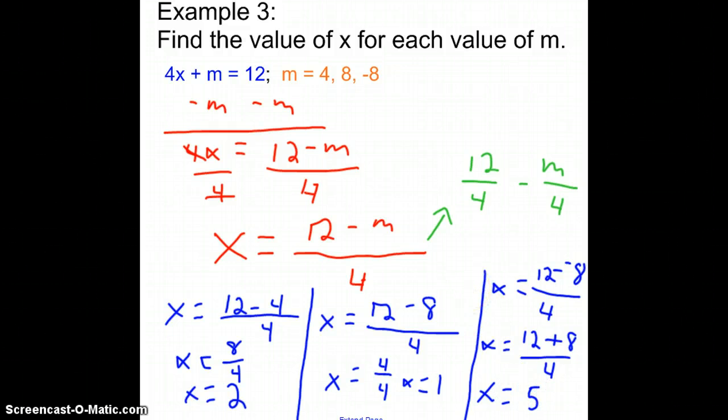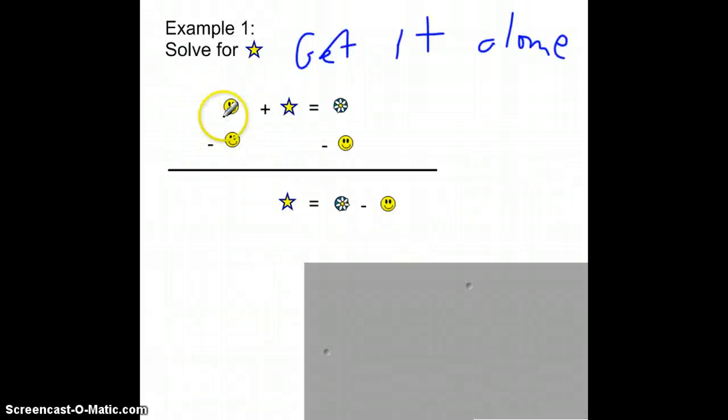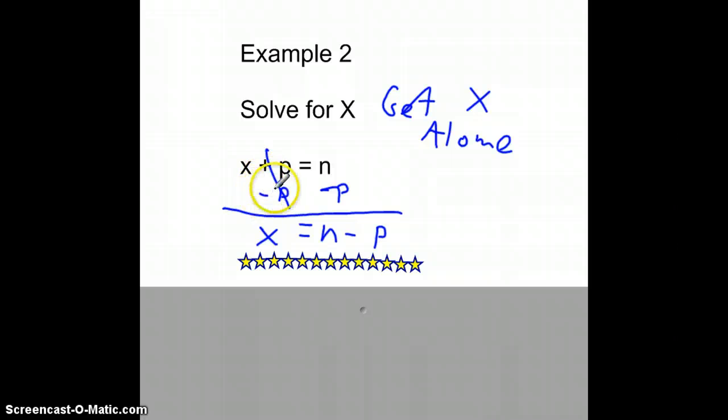So there you go. There's some different examples. Remember, just keep in mind your basic principles, regardless if they're numbers or not. Just keep in mind your basic principles about getting the variables alone.